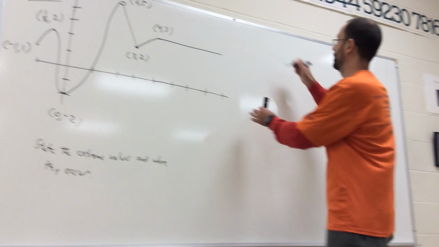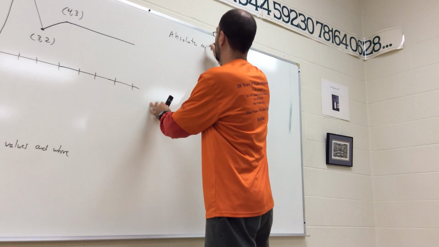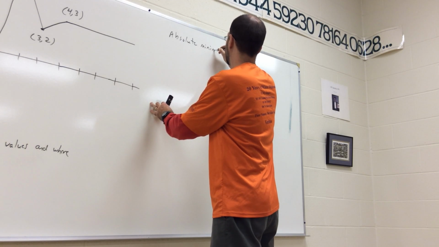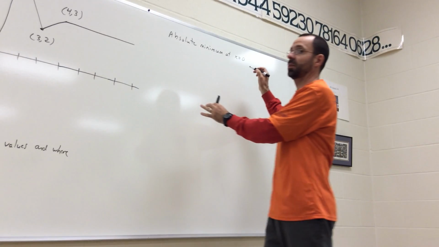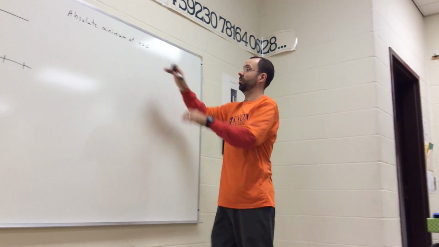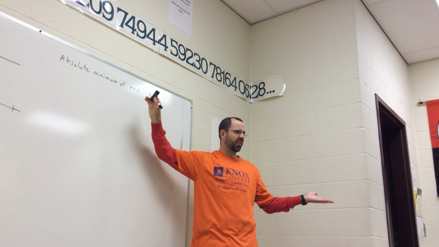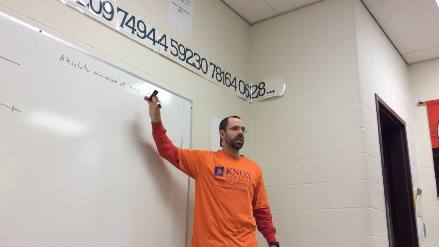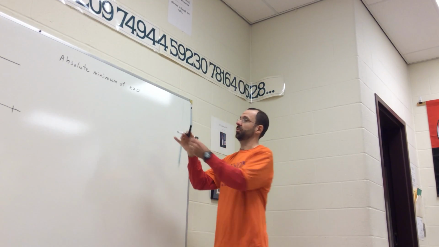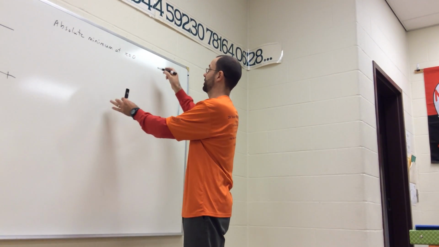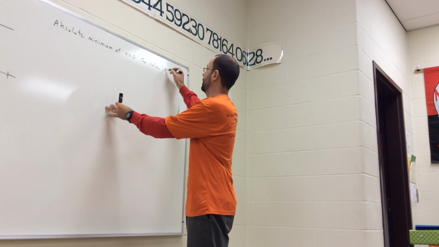Good. So, absolute minimum at x equals 0. So where it occurs is 0. We always talk about the x value being where it occurs, and then the value is the y value at that location. So the absolute minimum is at x equals 0, and the value is -2.